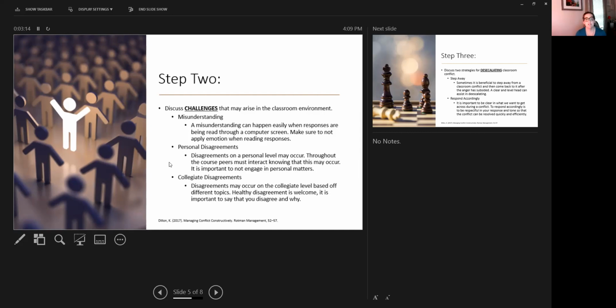There may also be disagreements on a personal level. Throughout the course, peers need to interact with one another and with the instructor, knowing that everyone's not going to agree on every topic, and that is okay. It's important to not engage in personal matters when we're talking about the tasks at hand.